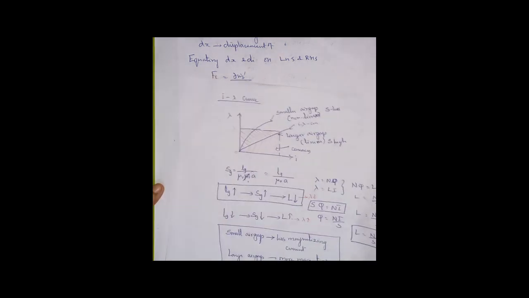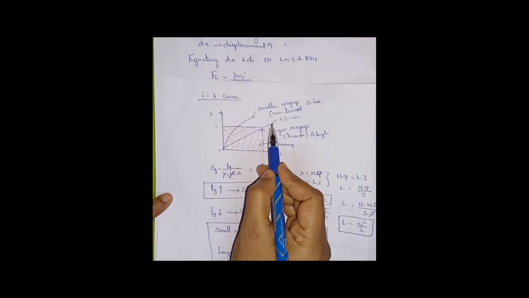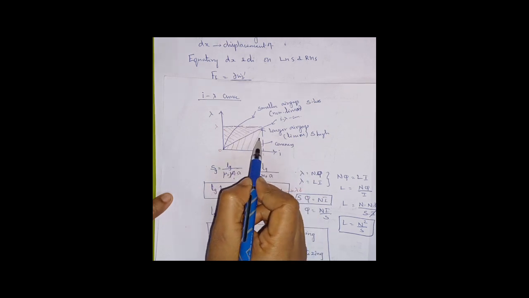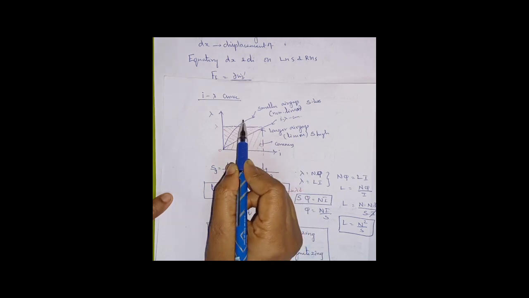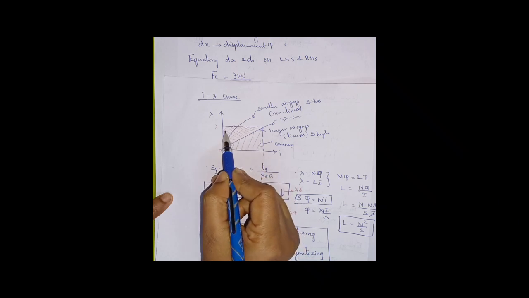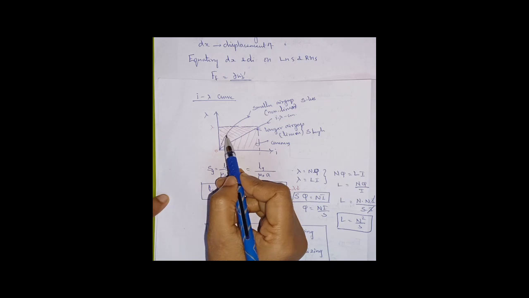This we can prove with the initial diagram. See here, this is our diagram. Suppose large air gap and it is moving to some position with the small air gap. See, previously this is the co-energy area. Now once it is moved to this position, the co-energy area is increasing, energy area is decreasing. This is our final conclusion.